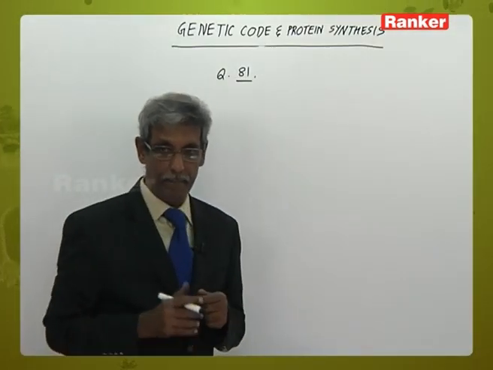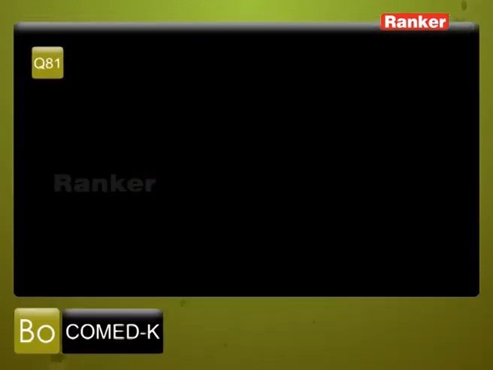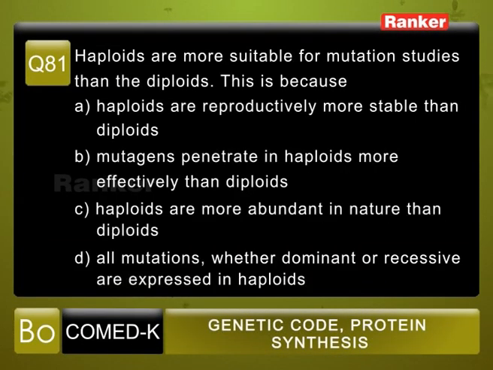Question number 81. Haploids are more suitable for mutation studies than diploids. This is because: A. Haploids are reproductively more stable than diploids. B. Mutagens penetrate in haploids more effectively than diploids. C. Haploids are more abundant in nature than diploids. D. All mutations, whether dominant or recessive, are expressed in haploids.